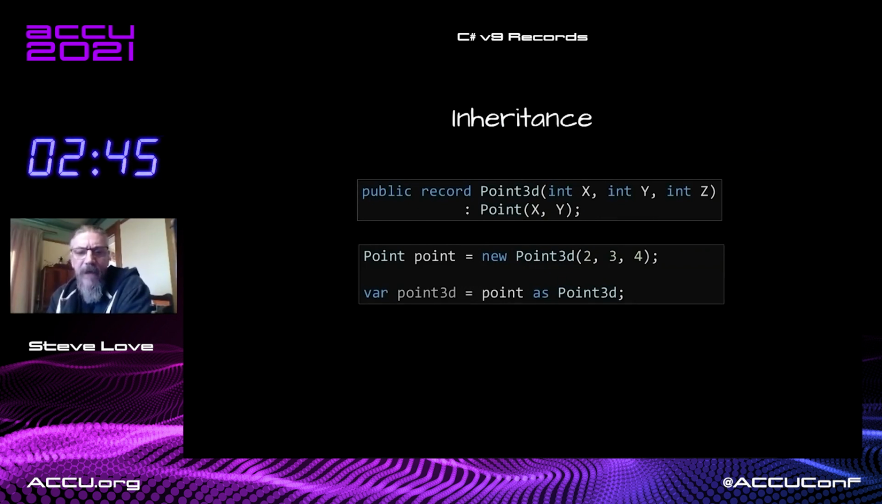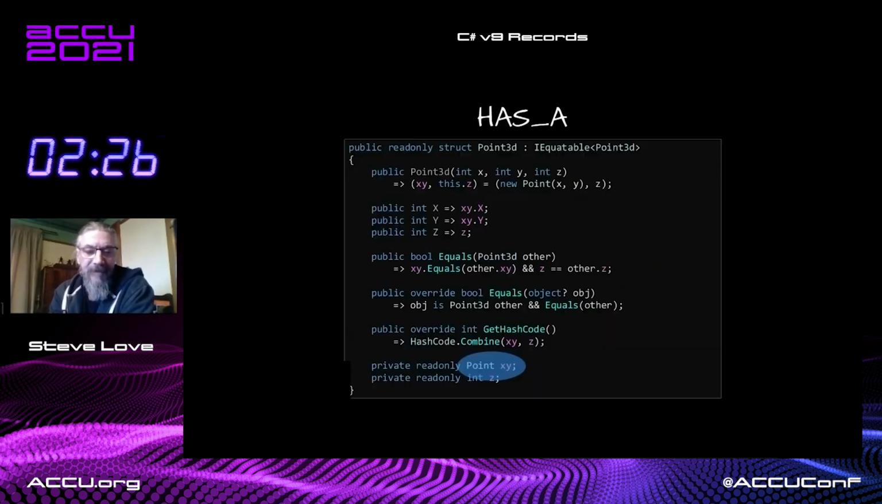Records can also inherit from other records, so we could inherit a Point3D from our Point, and the semantics of inheritance for records are broadly the same as they are for classes, and we can cast up and down the inheritance hierarchy, and we have the substitutability between the derived instance and the base class reference.